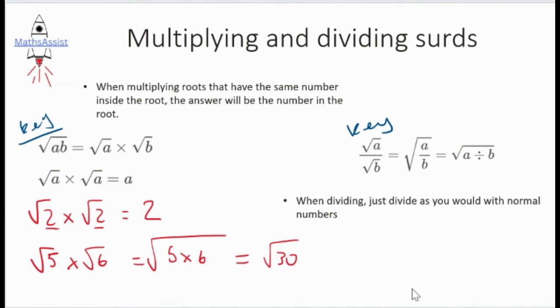When we divide surds, it is the same as dividing normally. For example, root 56 over root 8. We will put it over a massive root and divide as normal. 56 over 8 is 7, so the answer is root 7.